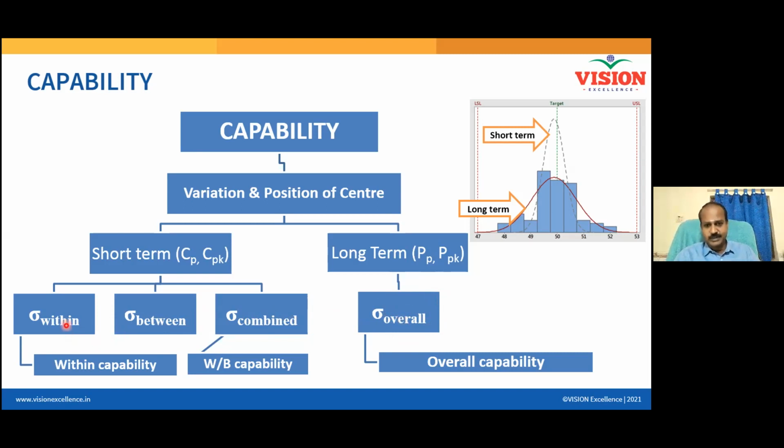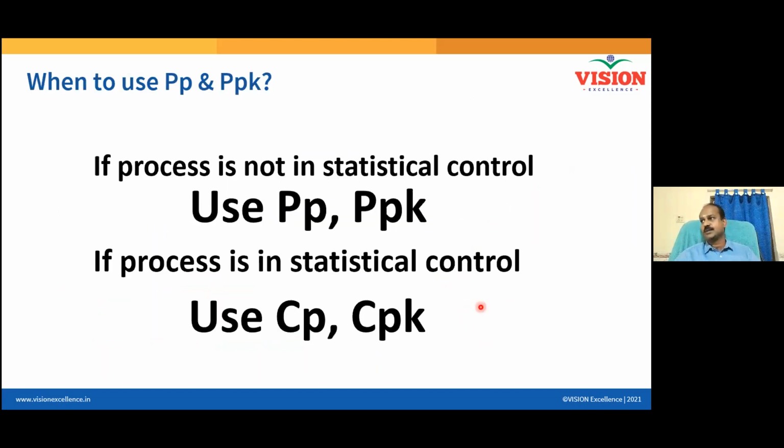If you use this sigma, your capability is within capability. If you use this one, your capability is between. If you use this, it is within-between capability. If you use the overall, this is called overall capability. This overall capability is nothing but PP, PPK. How many types of sigma exist? In fact, 3 exist: within, between, and overall. And this combined is simply I combine the within and between. You are seeing 4 here, but actually 3 exist. And whichever you use, accordingly, it will talk about the capability.